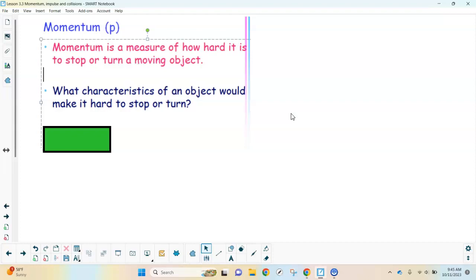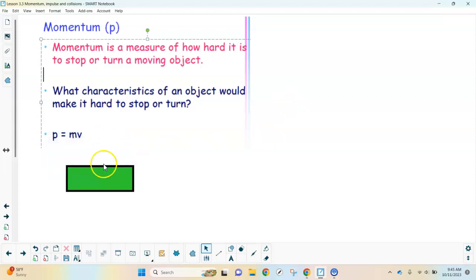So the characteristics that make an object more difficult to turn or stop. If you imagine, what are the factors that would make it more difficult to make something turn or make something stop? They are the two factors that are important in momentum, and they are mass and velocity. So the more massive something is, the more momentum it has, because you have more inertia. And then the faster it is moving, or its velocity, that is also a factor in how much momentum it has.